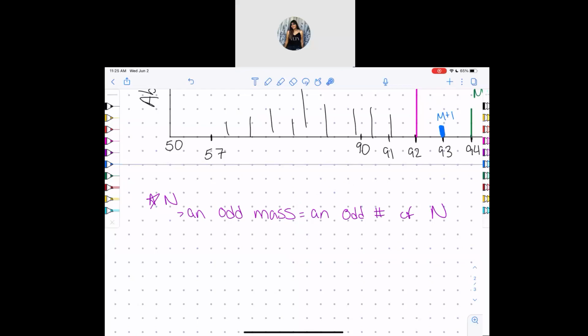But we would be able to identify that there's a nitrogen if we have an M plus 2 peak, or how do we know?